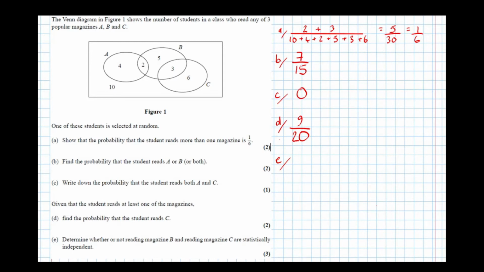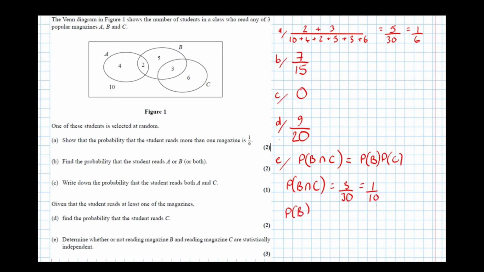Then finally part E, determine whether or not reading magazine B and reading magazine C are statistically independent. Well, statistically independent would be the probability of B intersection C equaling the probability of B times the probability of C. That's what statistically independent is defined to be. So the probability of B intersection C would be 3 out of 30, which is 1 out of 10.